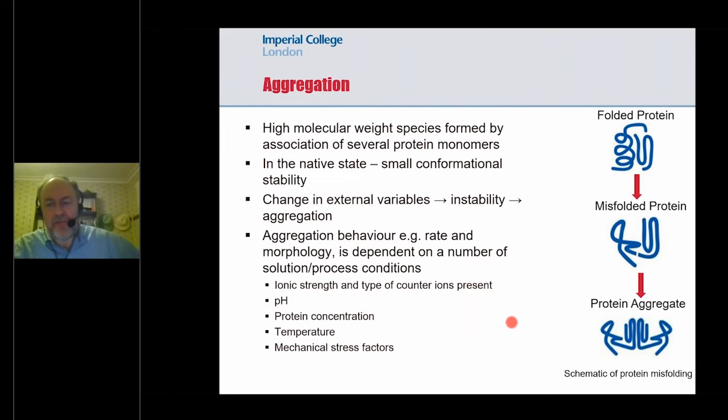And these aggregates are subject to a range of external variables that can affect the probability of aggregation occurring. So the pH, the protein concentration, the temperature, mechanical stress factors, ionic strength, the sort of counter ions present in solution. There's a whole range of solution factors that can control or define whether an aggregate will occur or will not occur. And we want to understand what is the optimum solution conditions so that our protein will stay stable. And alternatively, what are the conditions, the pHs, temperatures that we want to avoid when we're making our products so that we don't have a problem with aggregation? That's the basic background of the problem.